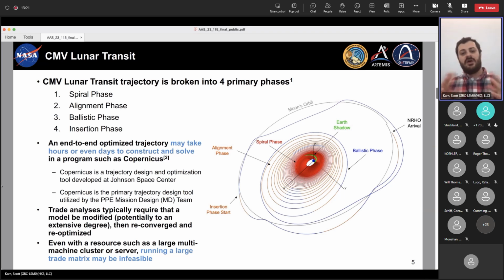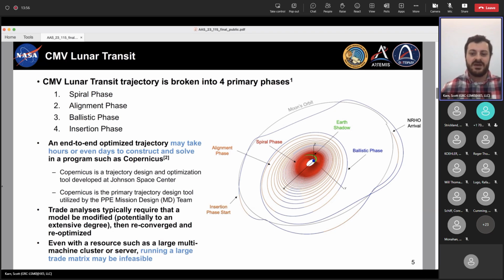But this is a large, long, complex, low-thrust trajectory. There's multiple phases. There's multiple different construction methodologies that go into building this trajectory. And so designing and optimizing it is relatively intensive in terms of computing power. We primarily use Copernicus on the PPE mission design team. And anybody that's worked with Copernicus before knows that designing a trajectory like this, that has a lot of segments and a lot of variables going into it, takes a long time to converge and optimize a single case.